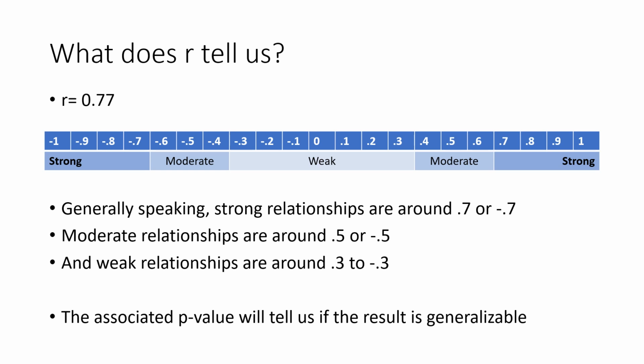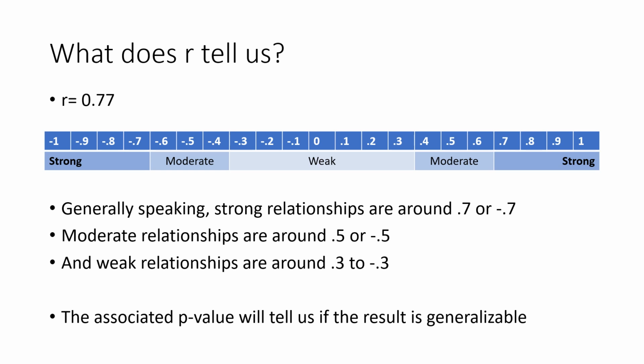But remember, B has no scale, right? It can go up to infinity and it can go down to infinity. But R does have a scale. It's always between -1 and 1. So this R value of 0.77 is what you would call a strong relationship.